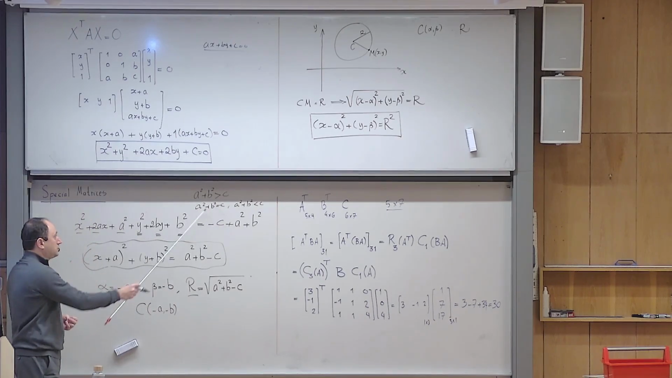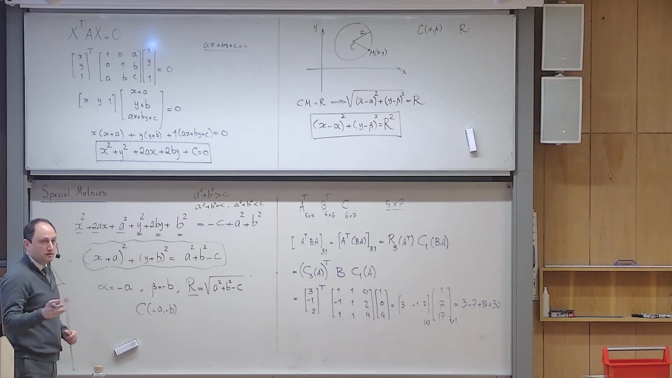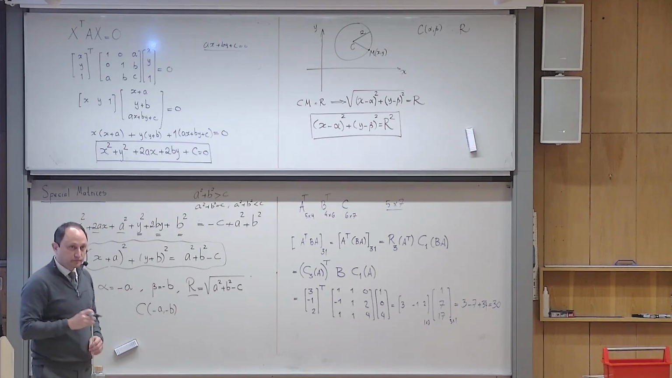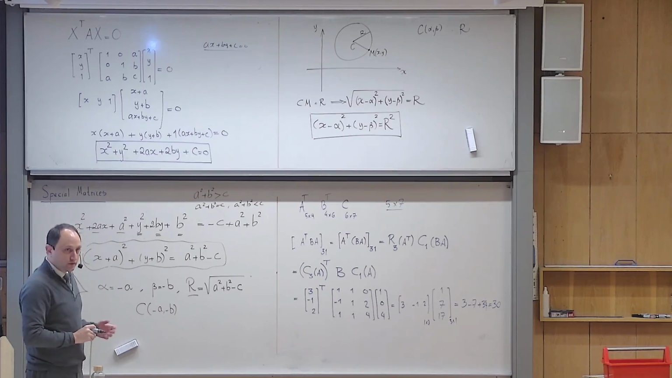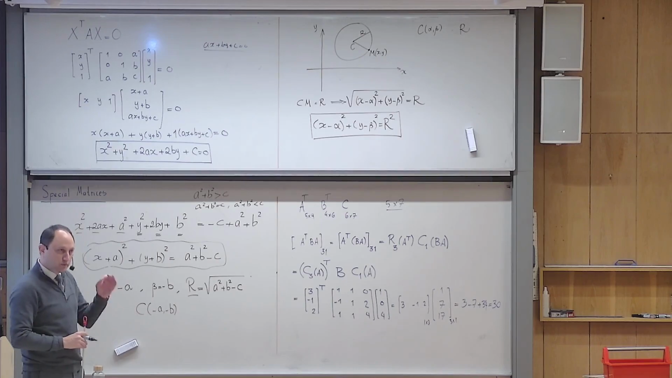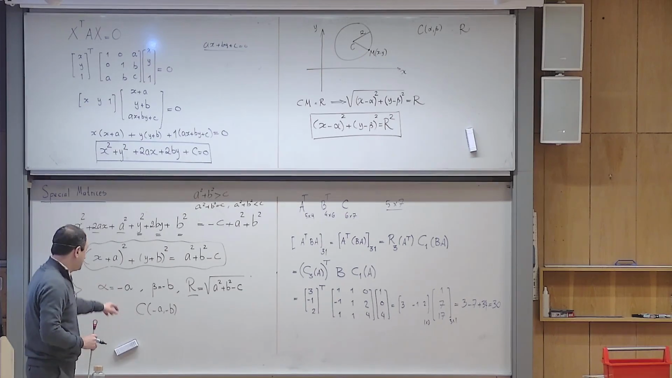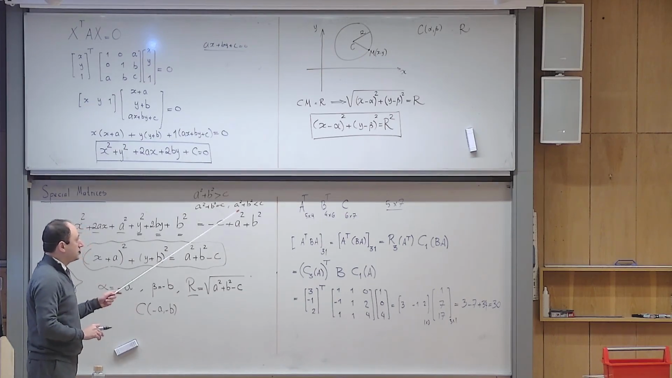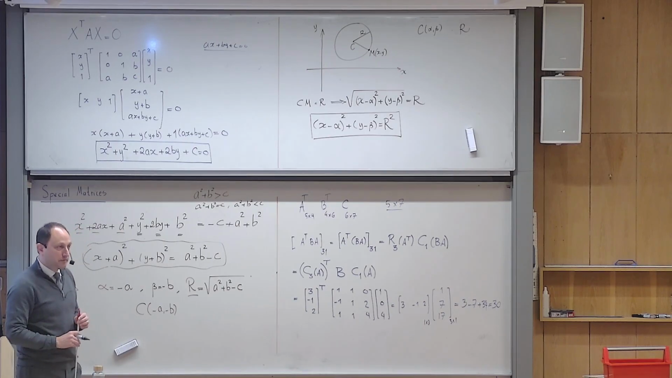Assume that a squared plus b squared is equal to c. Then there will just be no circle, or like the radius will be 0. This is a circle of radius 0, so it becomes just one single point, and that is this center. What about if a squared plus b squared is less than c?